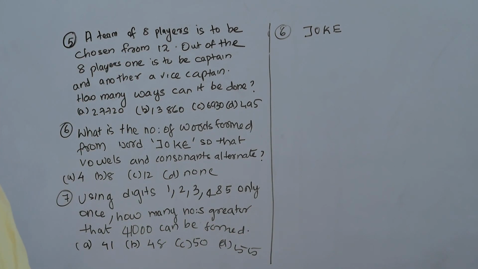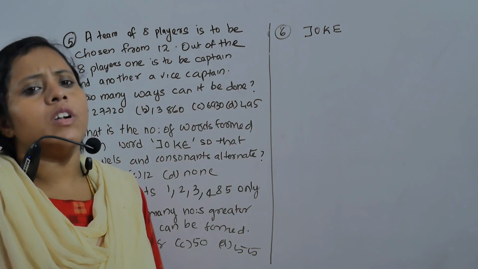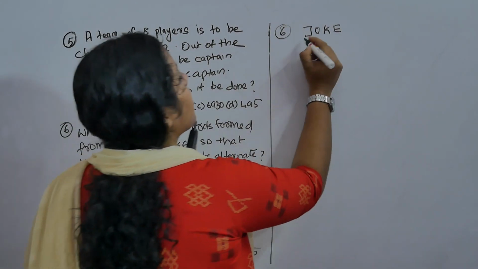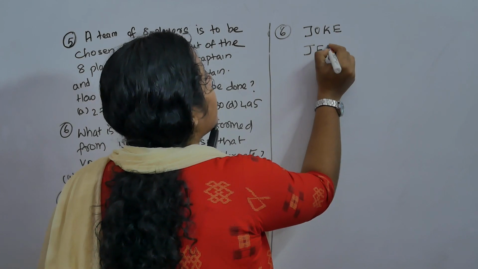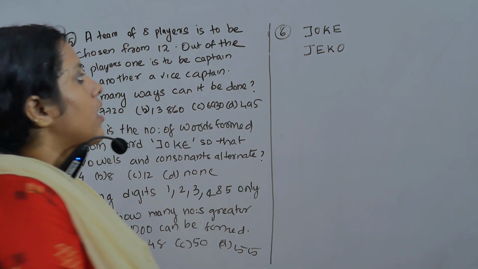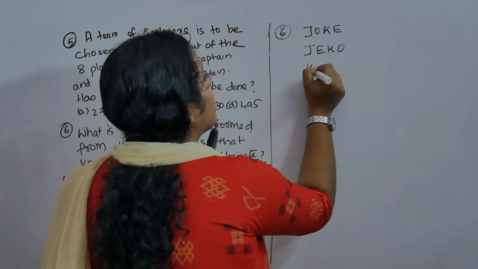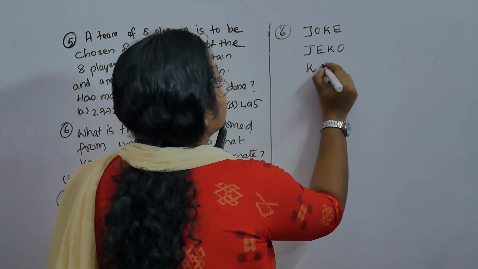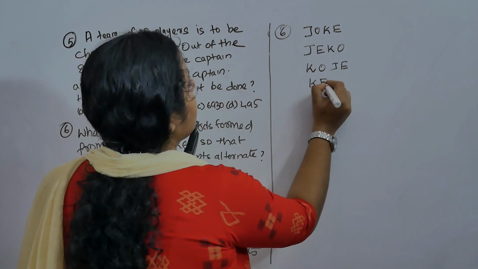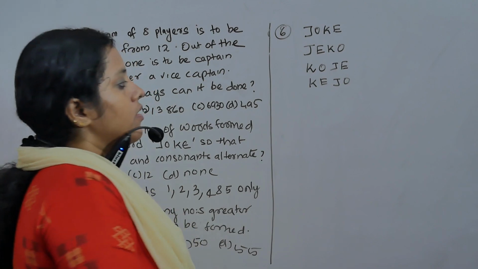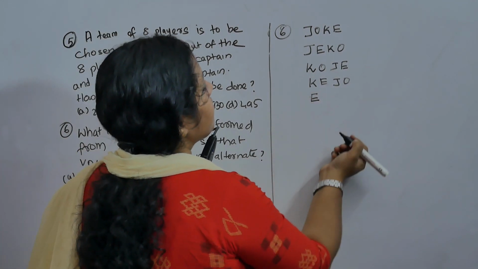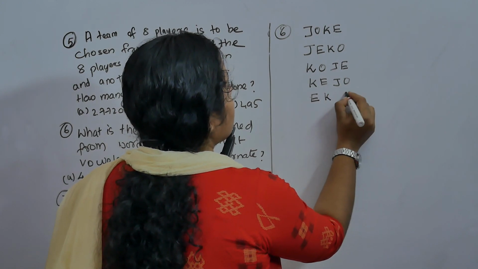This is a small word, so we can just try writing the combinations. What kind of word is possible? J-E-K-O, alternate. Now if we start with K, what is the possibility? K-O-E-J, then K-E-J-O. Alternate, no? If we start with E, E-K-O-J.